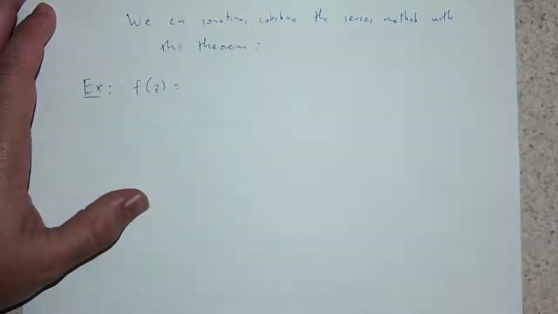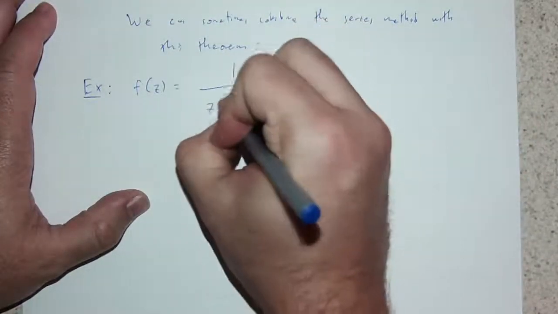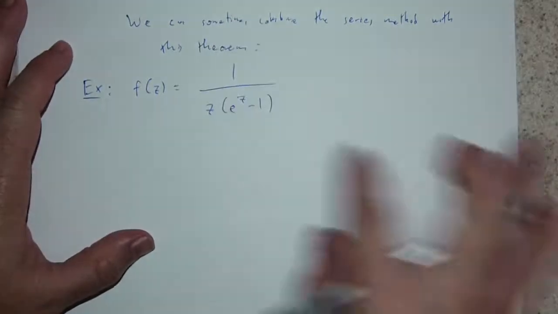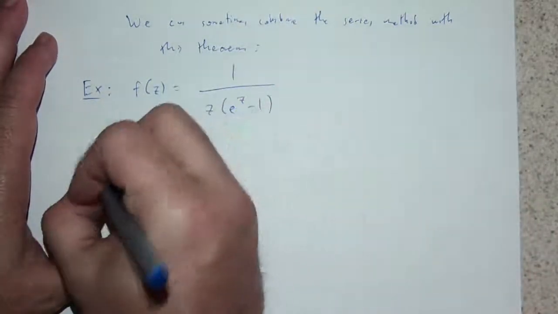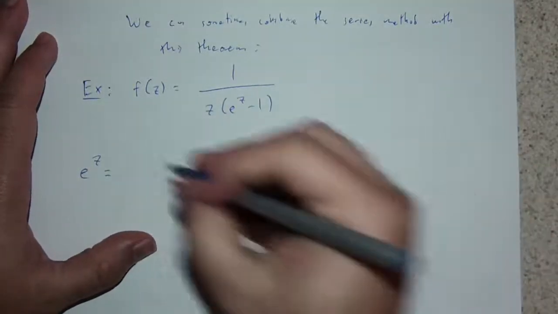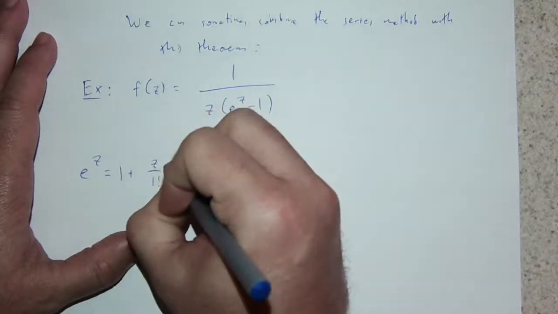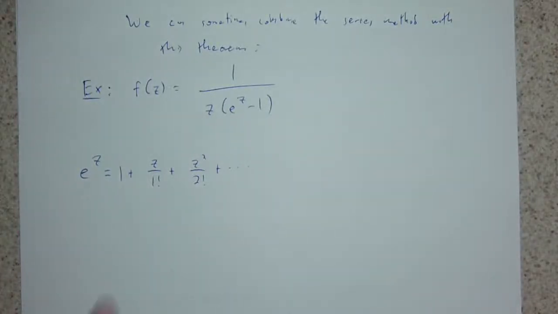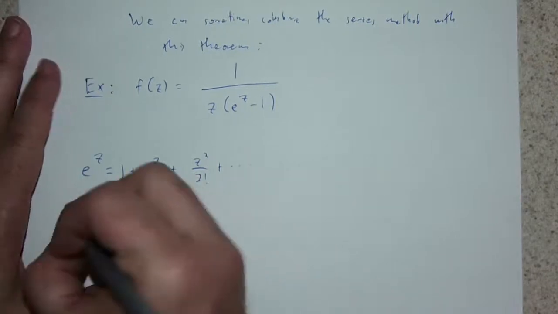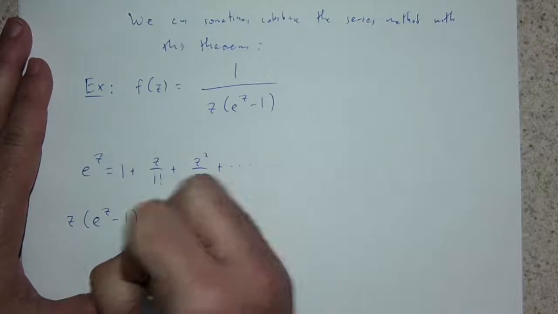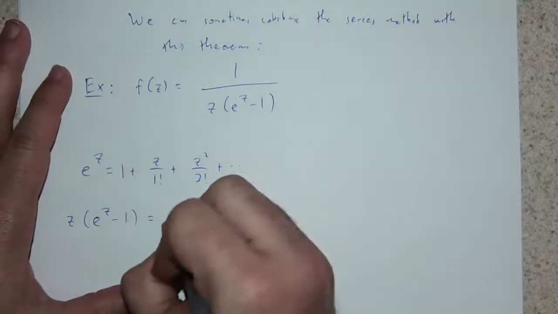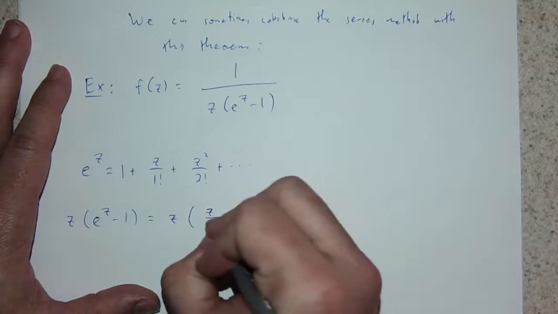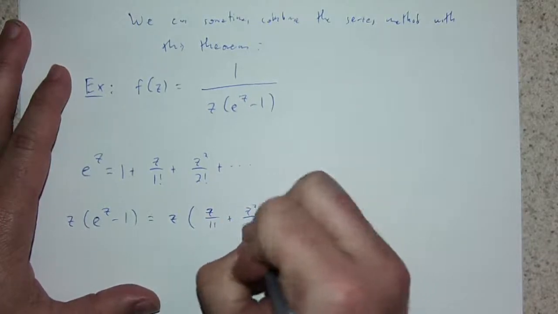So if f of z is 1 over z times e to the z minus 1, then to see how to combine series with this theorem, recall the Maclaurin series for e to the z. This is the one you should always have remembered, right? So there's my Maclaurin series for e to the z. This is valid anywhere. Then z times e to the z minus 1, what does that look like? Since it's e to the z minus 1, this constant term is gone, so this is z times z over 1 factorial plus z squared over 2 factorial, and so on.